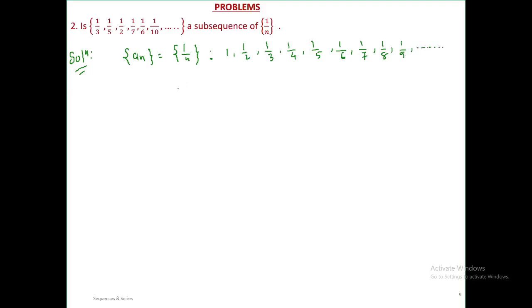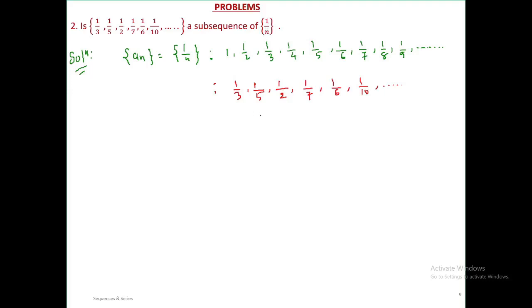Now look at the next one, what is the next one? So this is a question. Is this sequence a subsequence or not? What is the first term? 1/3. Second term, 1/5. Third term, 1/2. Next, 1/7. Fifth term, 1/6. Next one, 1/10. So these are the terms of the new sequence. Now, is it a subsequence of this sequence? That is the question actually. Is this one a subsequence of 1 over n, right?